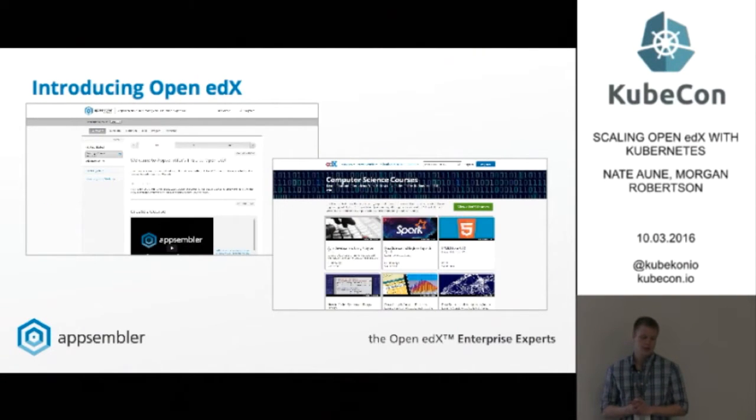So OpenEdX is the open source education platform that powers edX.org. It's a web application that's primarily developed by edX, which is a nonprofit founded by MIT and Harvard. So edX.org offers over 500 online courses and has reached over 5 million students. The OpenEdX software was initially released back in June of 2013, and there are now 2 to 3 major releases per year.